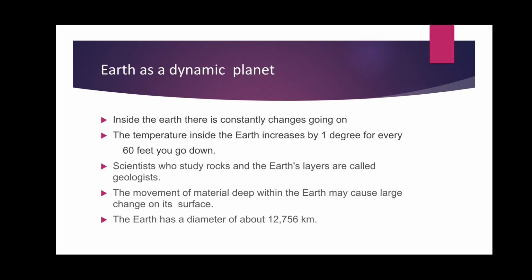Earth as a dynamic planet. Now, why do we call Earth a dynamic planet? Because inside the Earth there are constant changes going on. The temperature inside the Earth increases by 1 degree for every 60 feet you go down. So students, as you go down, after each 60 feet, the temperature increases by 1 degree Celsius.